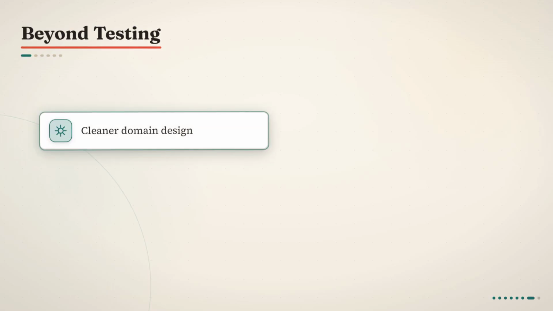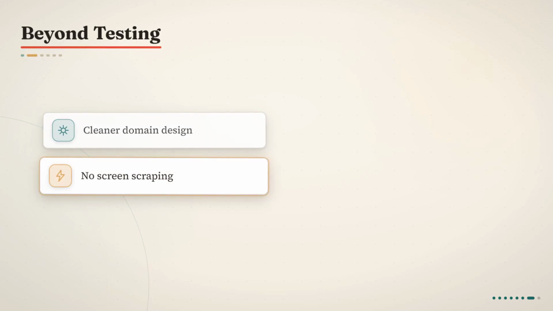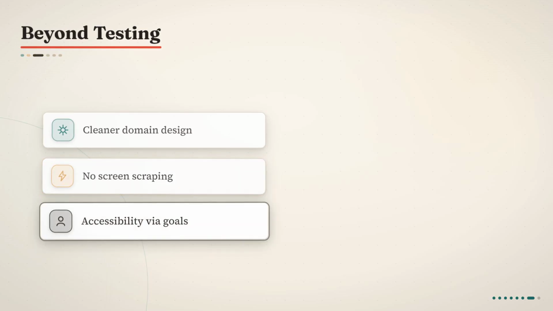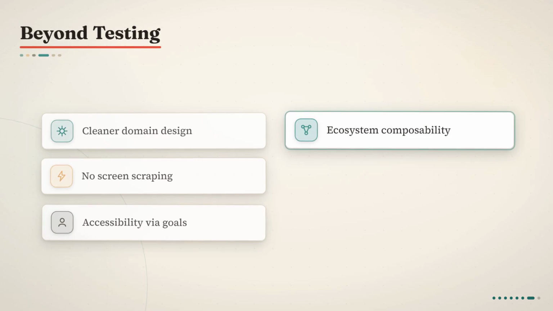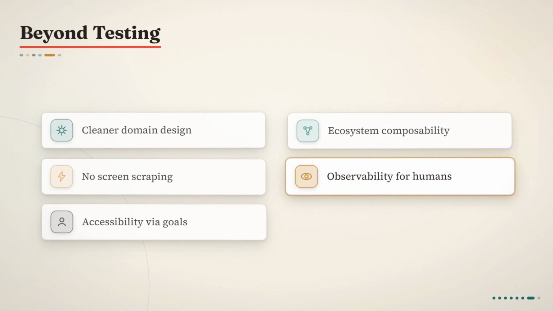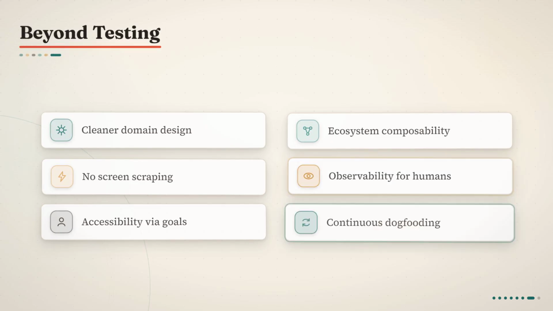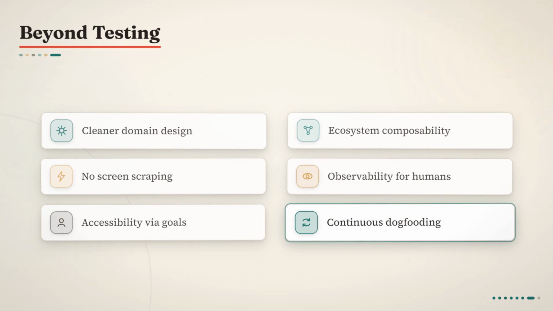The benefits reach well past testing, 6 of them. Cleaner domain design, because a vague operation can't be given a schema. Automation without screen scraping. Accessibility through natural language goals with reviewable actions. Ecosystem composability across Claude Code, Codex, ChatGPT, and every other MCP host. Observability that helps human operators too, and continuous dogfooding. The agent builds a feature, then becomes its first user.